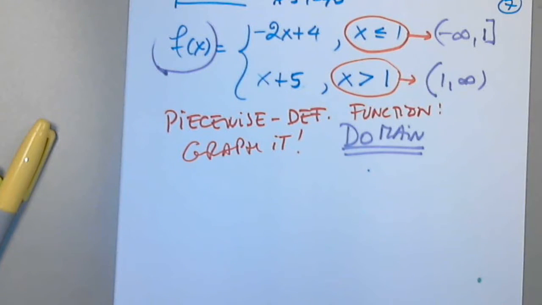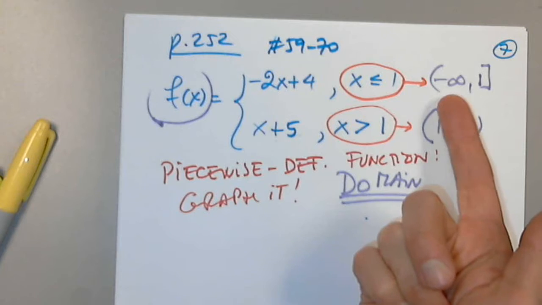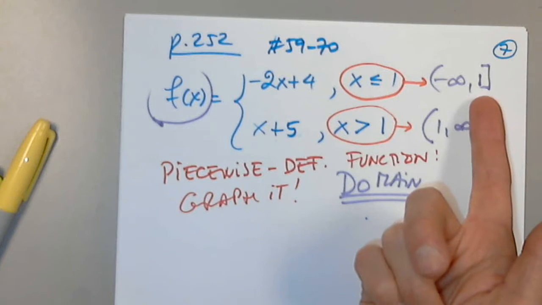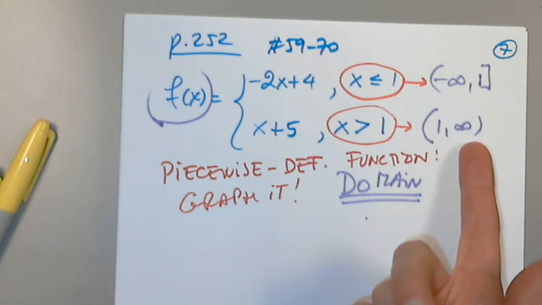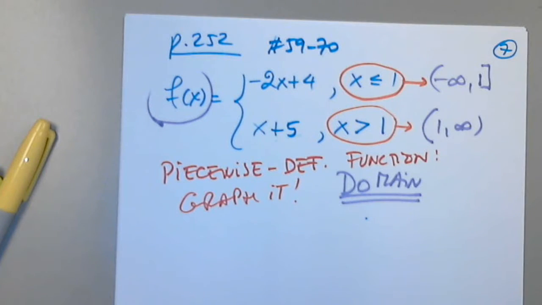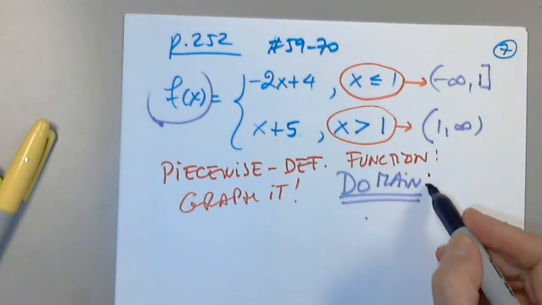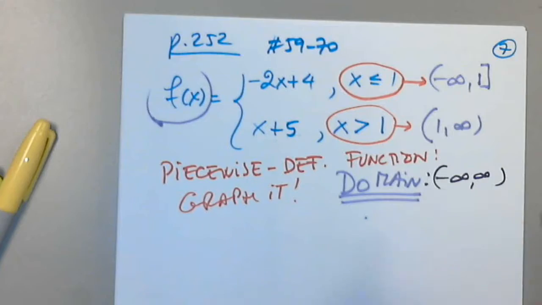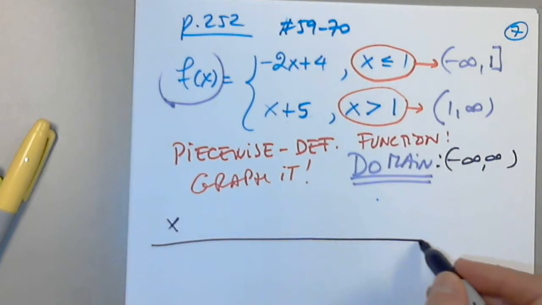Can anyone tell us what is the domain of this function? All real numbers. Yes, would you agree? Because we have everything between negative infinity and 1. We have 1. And everything between 1 and infinity. Yes, I completely agree with the domain for f being negative infinity to infinity. Then I will get the chart going.